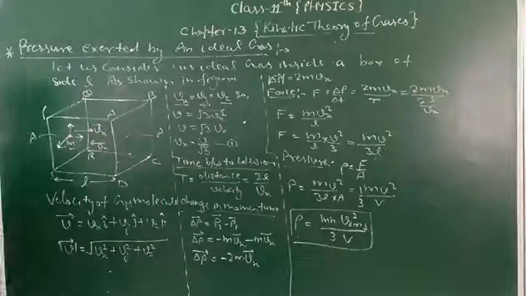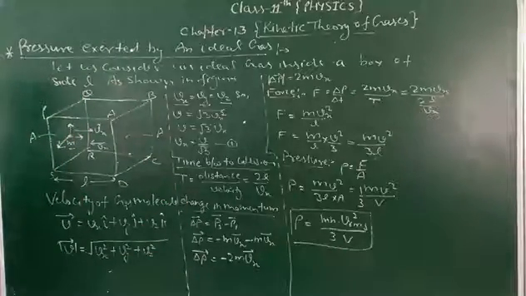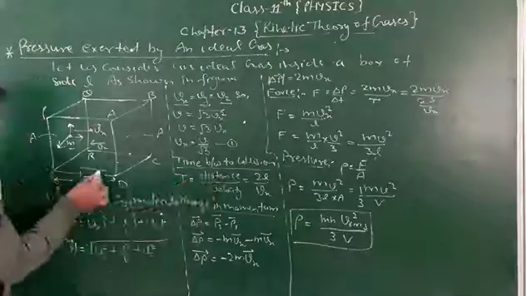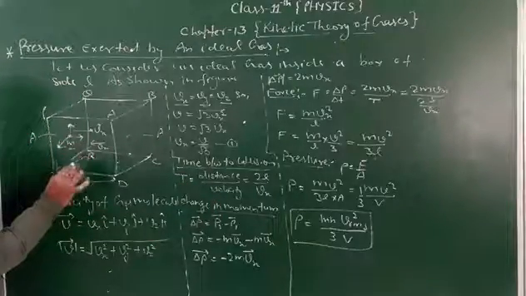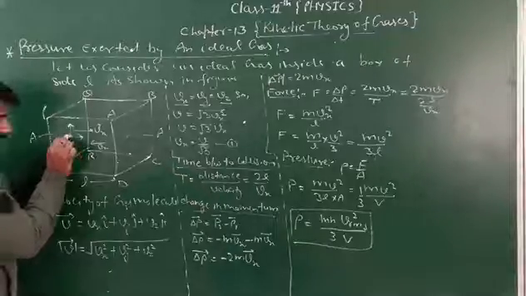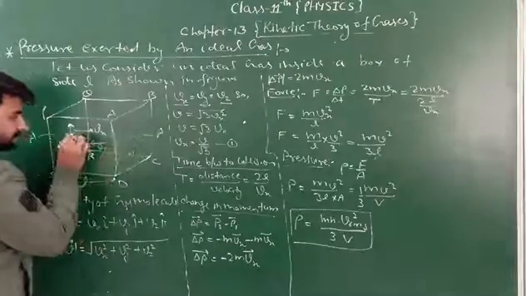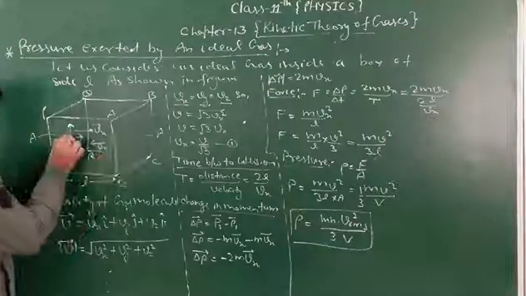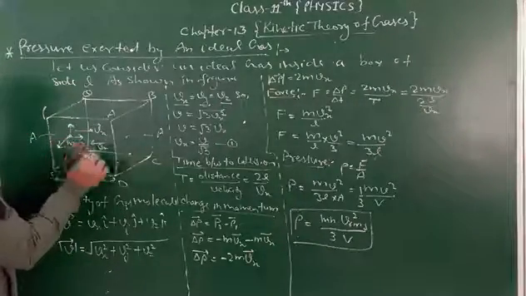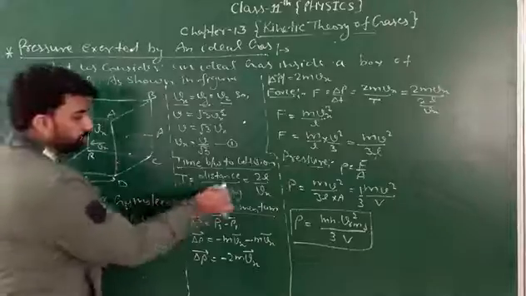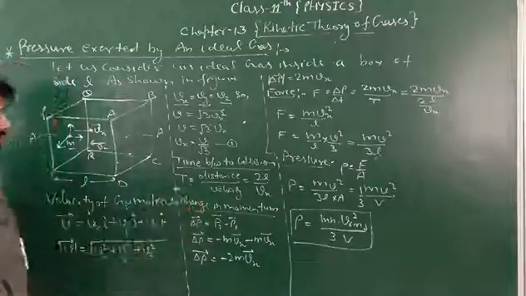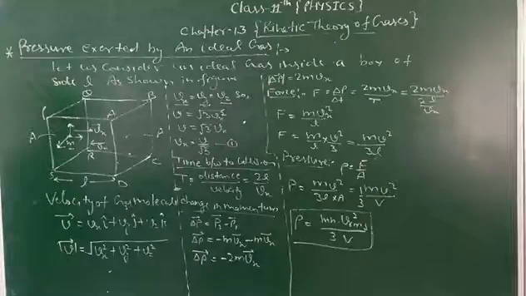Now we calculate the time between two successive collisions. As we know that time is equal to distance upon velocity. So the distance covered between two successive collisions: first is the distance covered from this surface to this surface, this is L, and for the second collision from this surface to this surface again L. So the total distance is 2L. So t = 2L upon Vx. This is the total time period between two successive collisions.